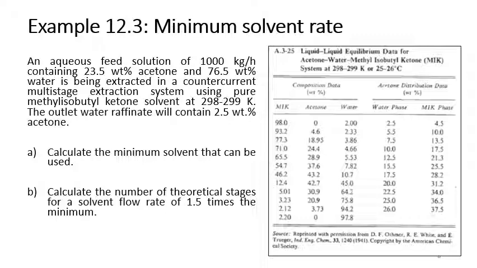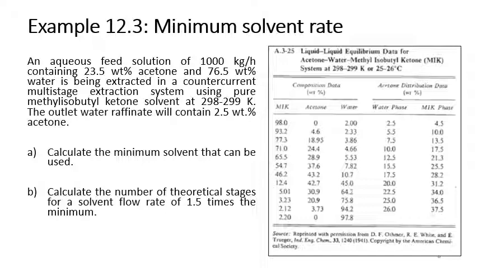In this example, an aqueous feed solution of 1000 kg per hour containing 23.5% acetone and 76.5% water is being extracted in a counter current multi-stage extraction using pure methyl isobutyl ketone solvent. The outlet water raffinate will contain 2.5 weight percent acetone. Calculate the minimum solvent that can be used and calculate the number of theoretical stages for a solvent flow rate of 1.5 times the minimum solvent flow rate.